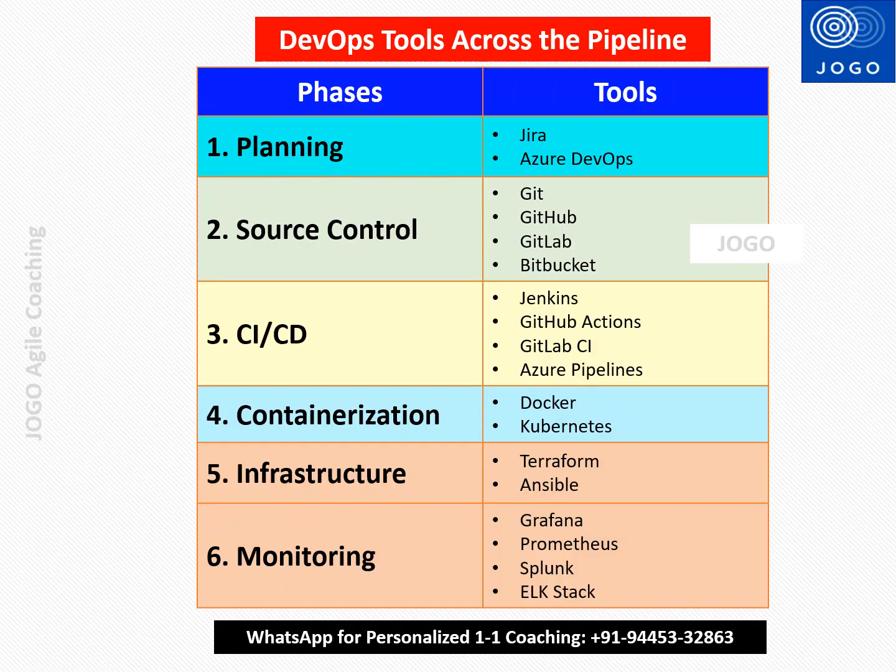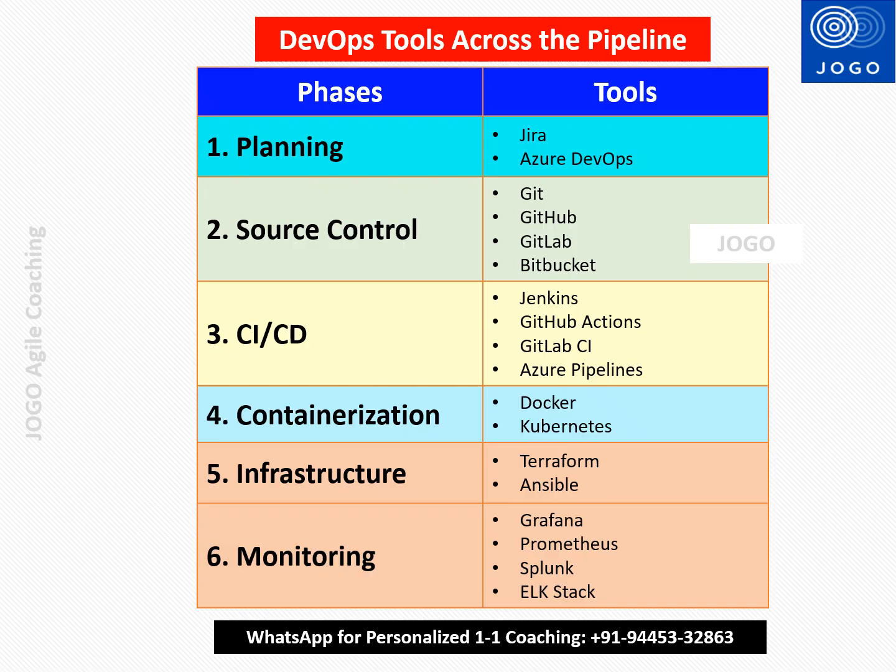So in the industry, many tools are popularly used. We will see a few tools that are used in many organizations for the DevOps phases. In the planning phase, the most used tools are Jira and Azure DevOps. When it comes to source code control, Git, GitHub, GitLab and Bitbucket are popularly used to manage and control the source code.